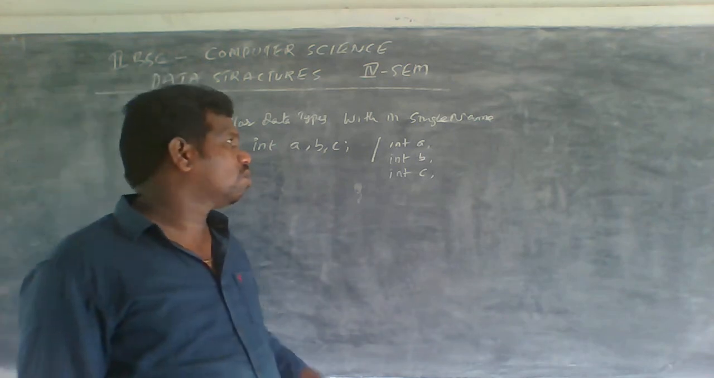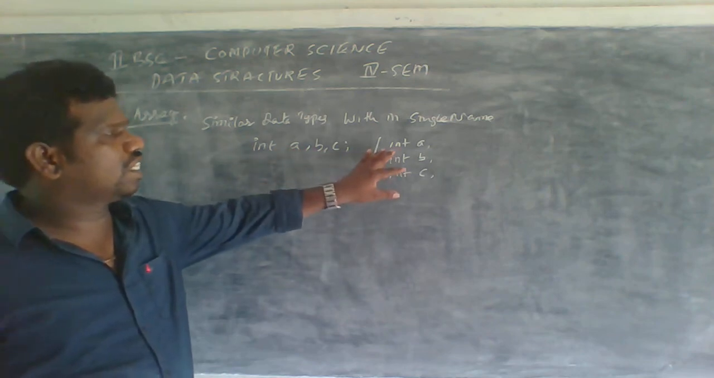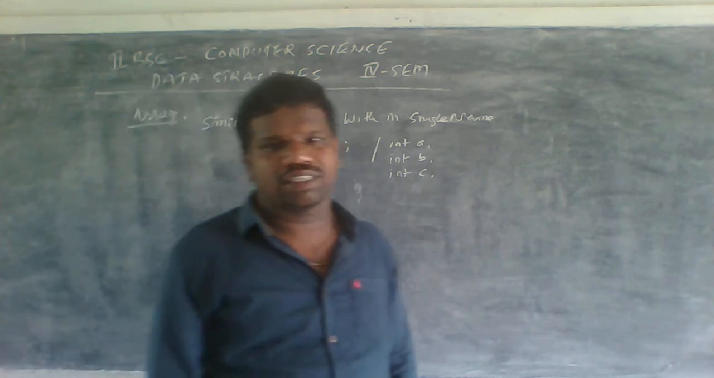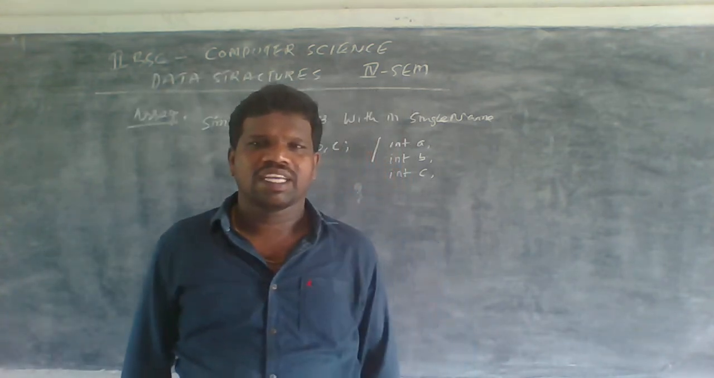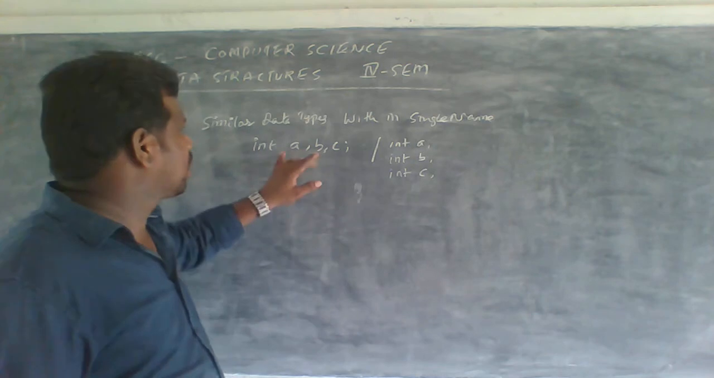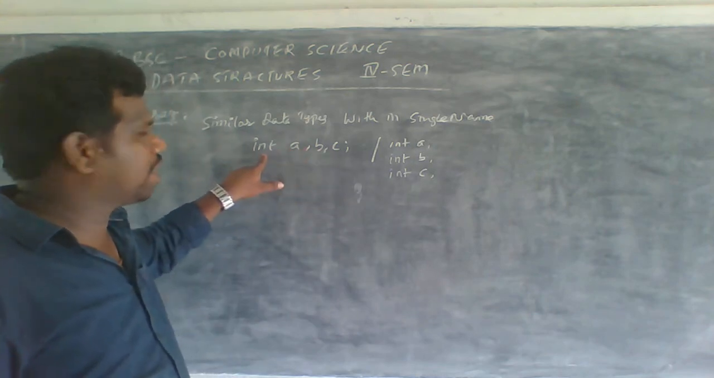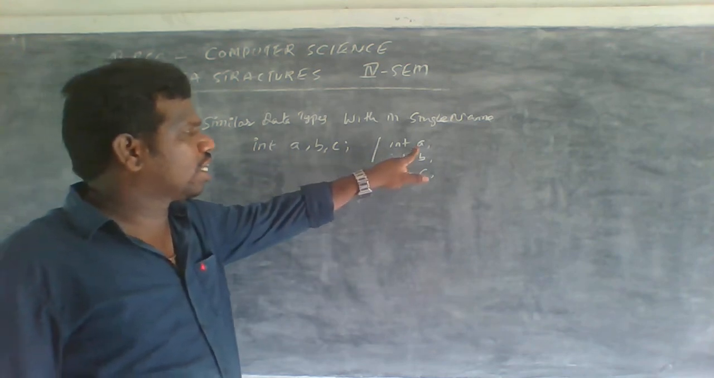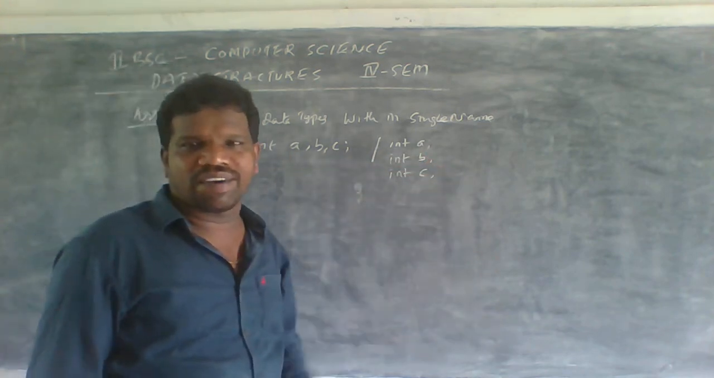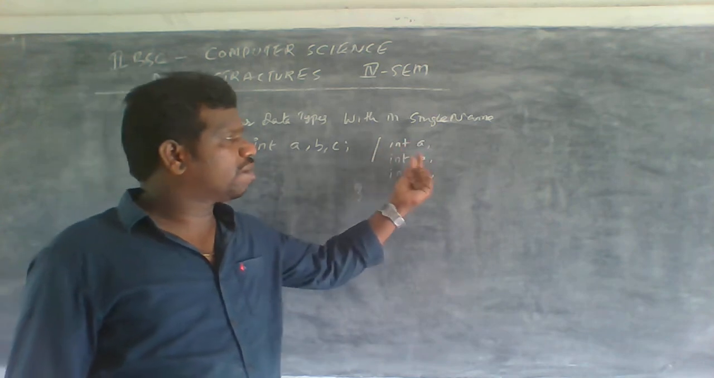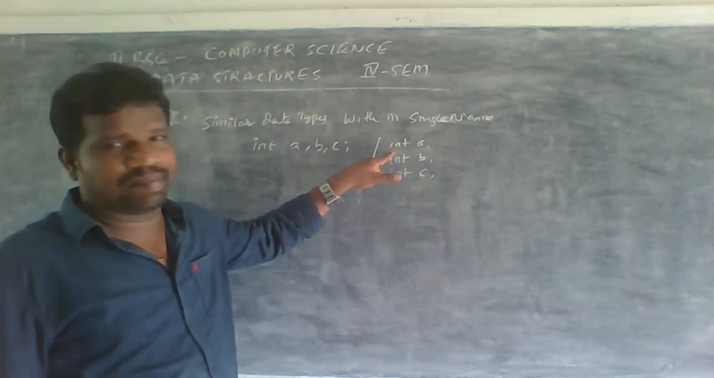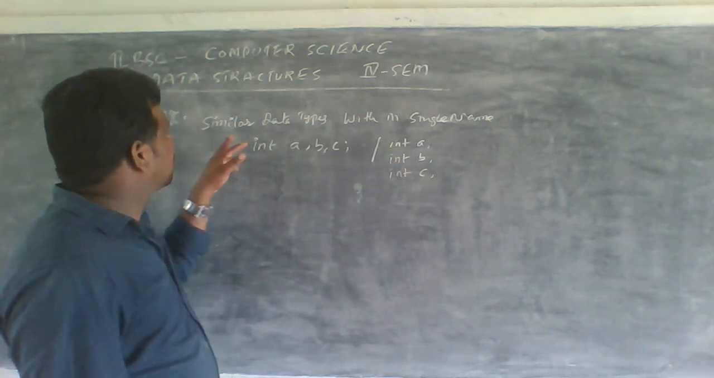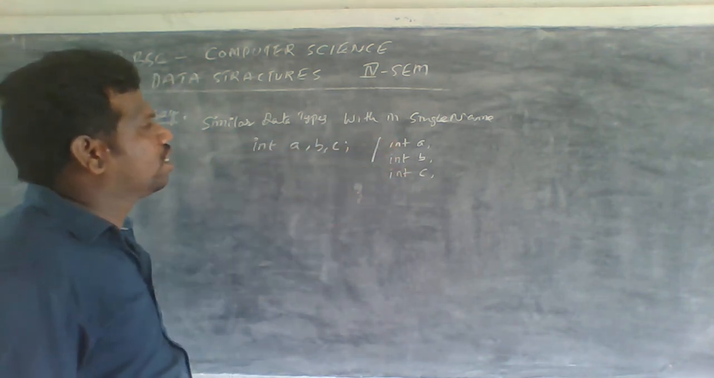While entering into array declarations, an array is one of similar data type. That means these three variables belong to the same data type, which is integer. The variables a, b, c are different, but all three belong to the same data type, that is integer. So similar data types within a single name is called an array.